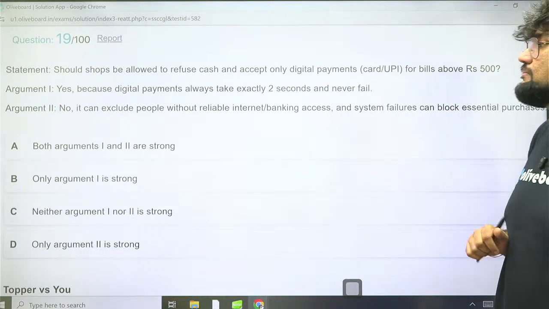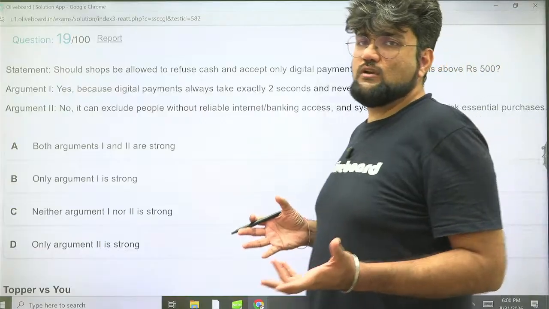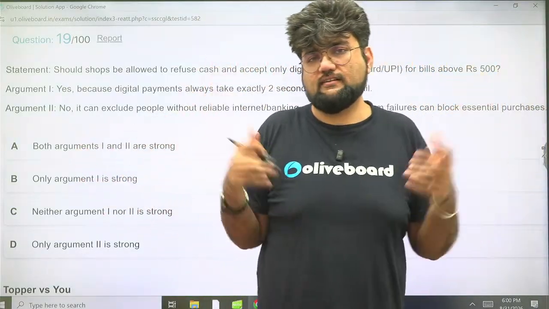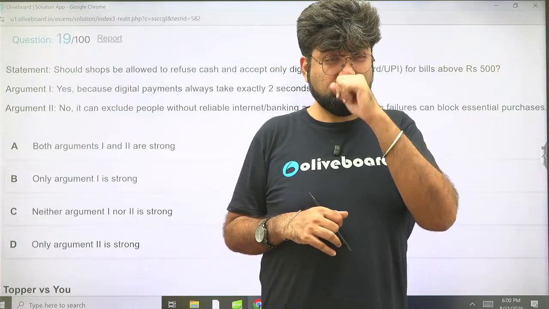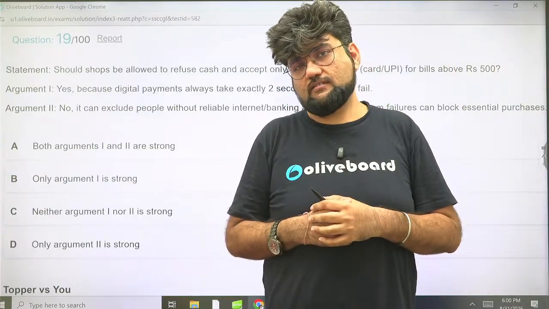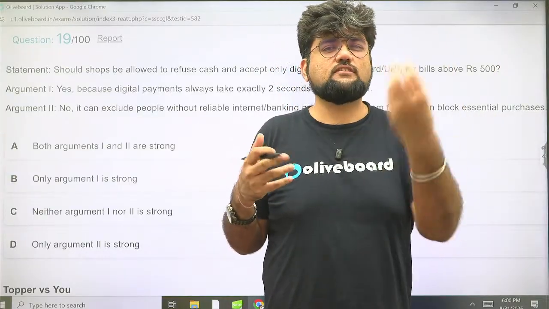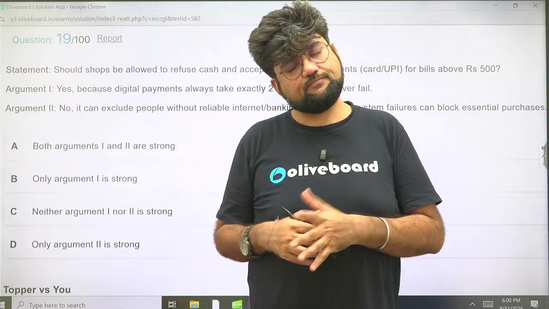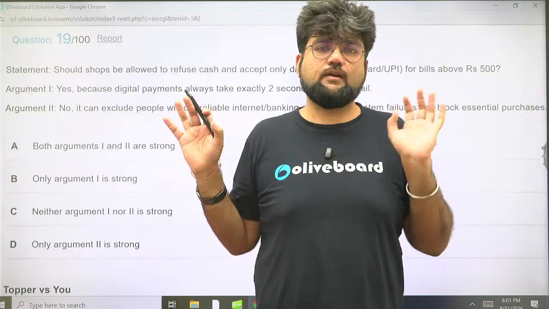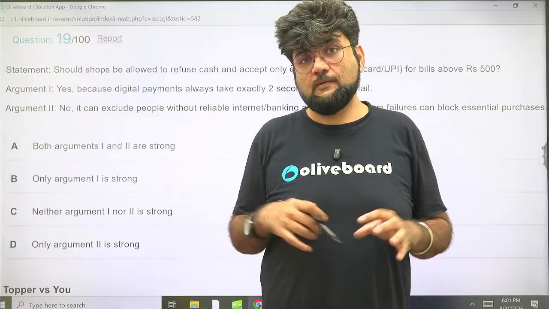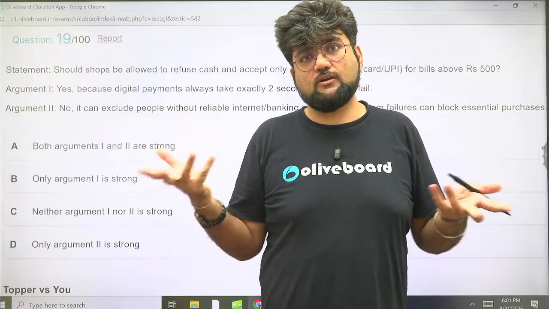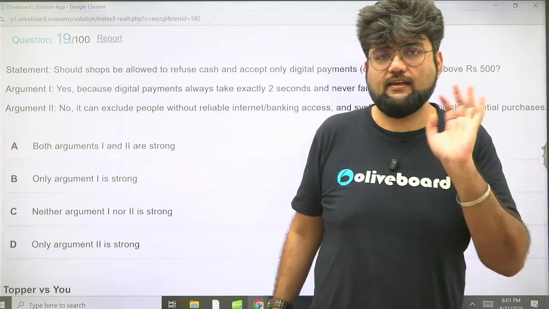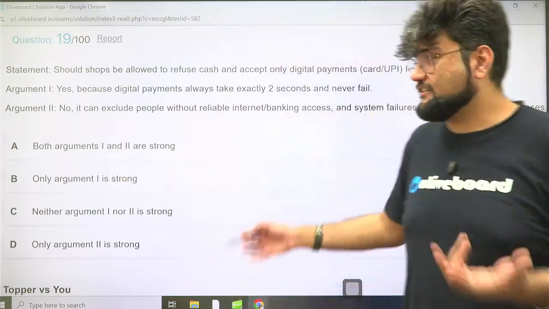The second one says no, it can exclude people without reliable internet or banking access, and system failures can block essential purchases. That's true. Let's say you are stranded somewhere in the middle of nowhere. There's a medical store, you are direly in need of a medicine, and that ends up costing you 560 rupees. You have just crossed the margin of 500 rupees. The person is saying, sir, you have to pay online only, I cannot take cash, not allowed. You are like, okay, let me try online, but your account is blocked for some other reason. You're done: no UPI payment, no medicine, die. That is, of course, a valid argument, right?